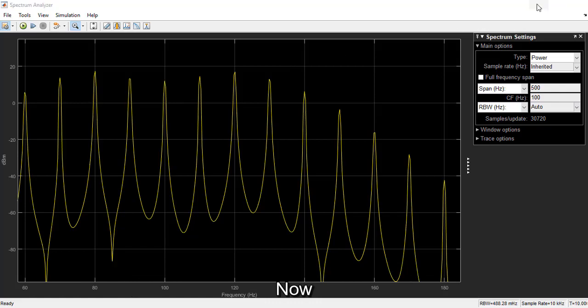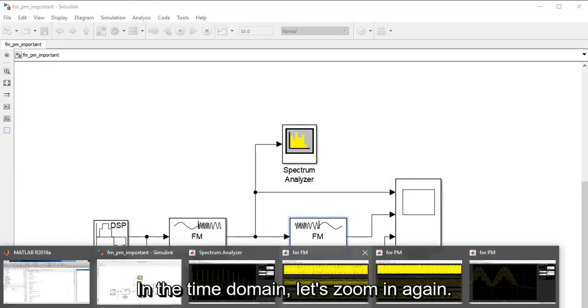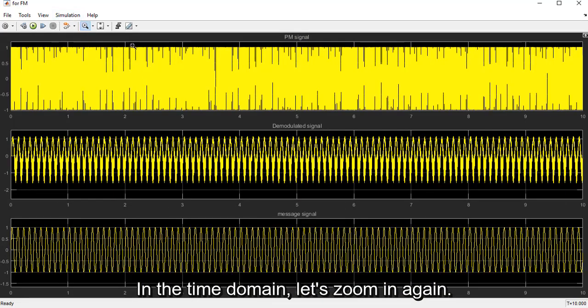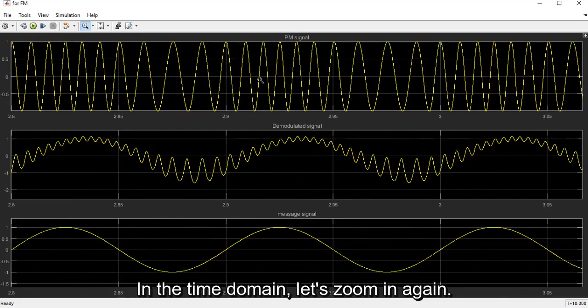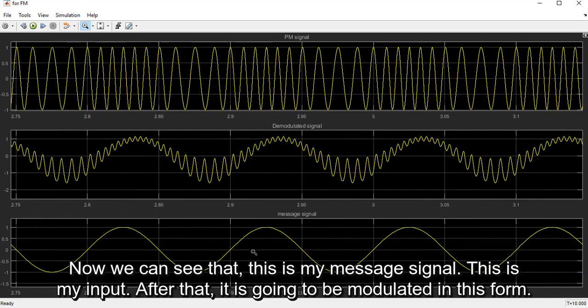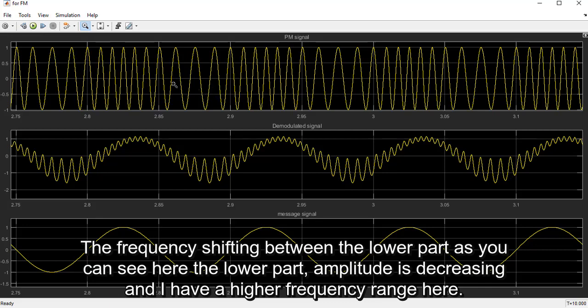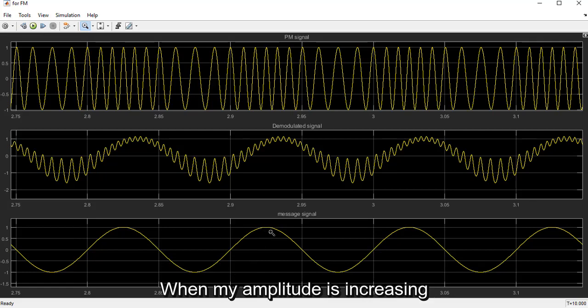Now let's look at it in the time domain. Let's zoom in again. Now we can see that this is my message signal, this is my input. After that, it is going to be modulated in this form. We can see here that there is a frequency shifting between the lower part. As we can see here, this is the lower part. My amplitude is decreasing, and I have a higher frequency range here. When my amplitude is increasing, at this point over here, we have a narrower sine wave.